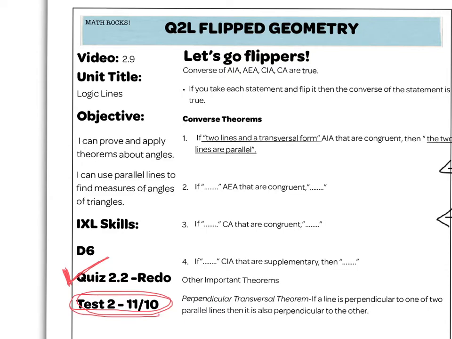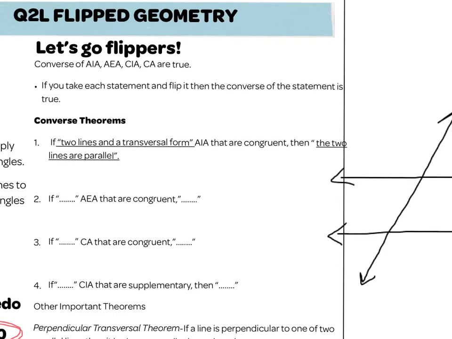Let's go, flippers. In the last video, you had quite a few things that you worked on and learned. So what we're going to look at today are the converses of those theorems and how to get started with making some really good proofs. So let's go. A converse is basically if you take a statement and you flip it. You take the P and the Q and you make it if Q then P.